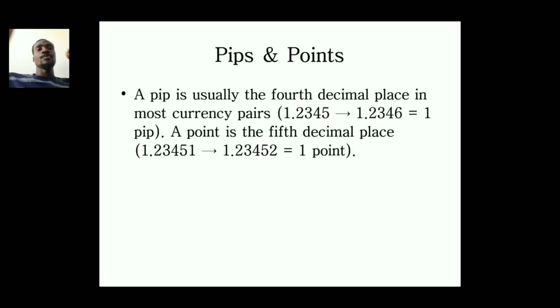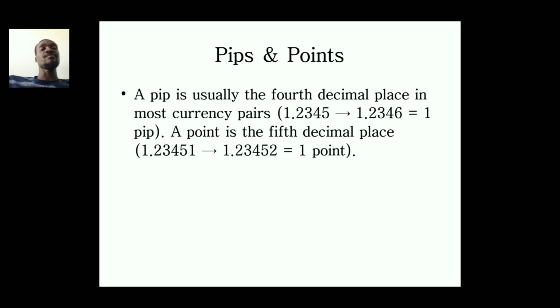Now, the pips and points. A pip is usually the fourth decimal place in most currency pairs. For example, let's say you have a currency pair that is 1.2345. If it moves from 1.2345 to 1.2346, if you subtract the difference, you have 1. So that's a movement of 1 pip.